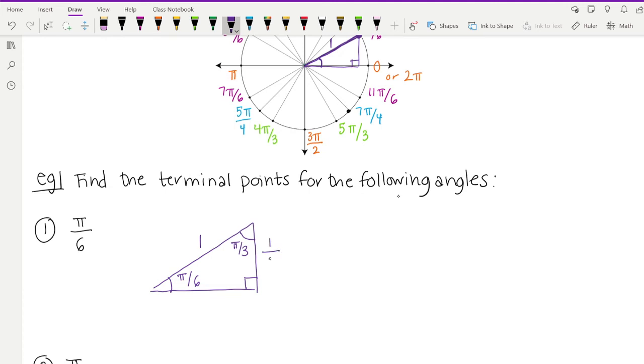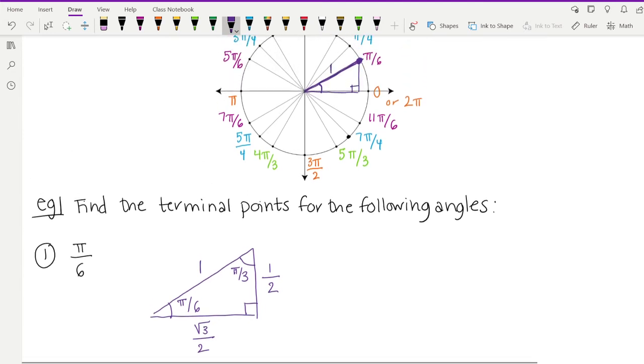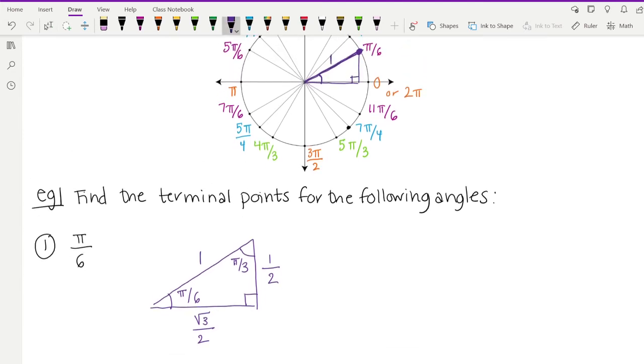This is exactly what we just wrote down on the other page. So the shortest side is going to be 1/2, and the longer leg is going to be square root of 3 over 2. And so now that we know those two side lengths, we can actually figure out what the terminal point is. So the x-coordinate of the terminal point is going to be this distance, right? We said that that is our x-coordinate. And so this distance comes out to be square root of 3 over 2. We just figured that out in this triangle below. And so the x-coordinate of the terminal point is square root of 3 over 2.